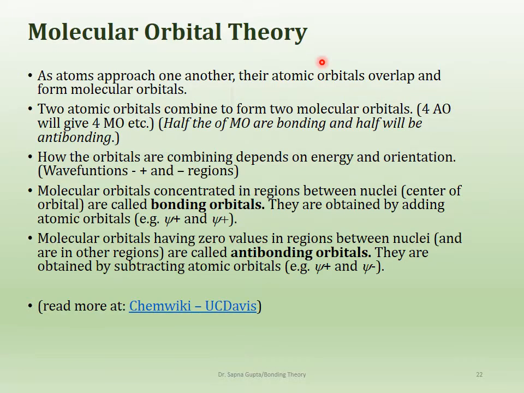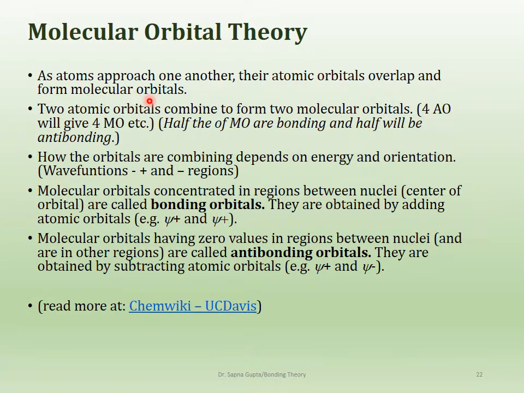So first of all, what is MO theory? MO theory says that atoms will approach each other for bonding, and so their atomic orbitals will overlap to form molecular orbitals, hence the name molecular orbital theory. Which means that by the time bonding is done, there are hardly any atomic orbitals left. Anything that is bonding would be molecular orbitals.